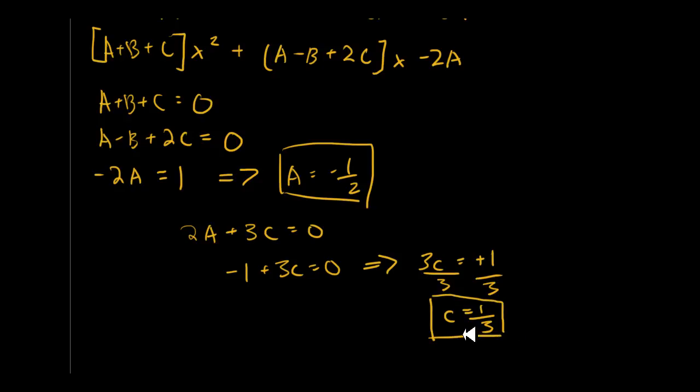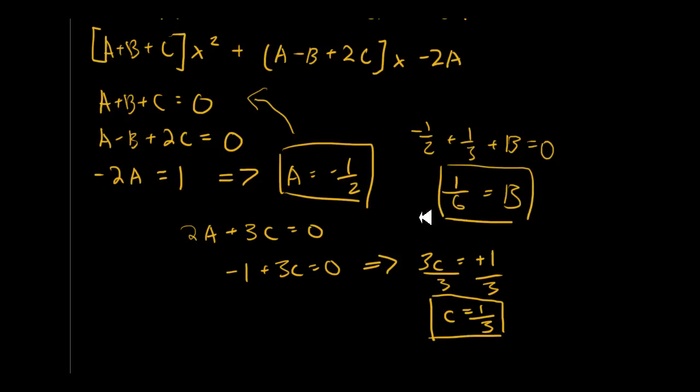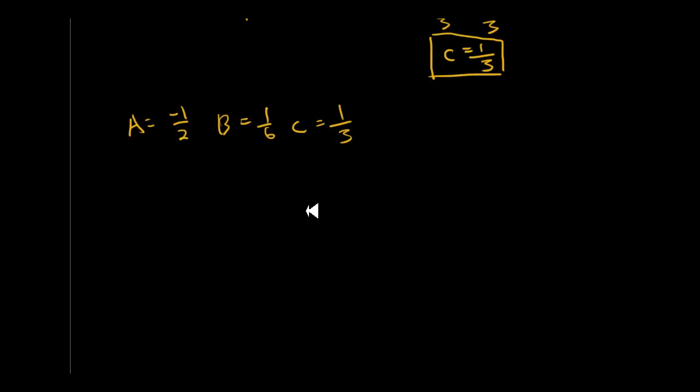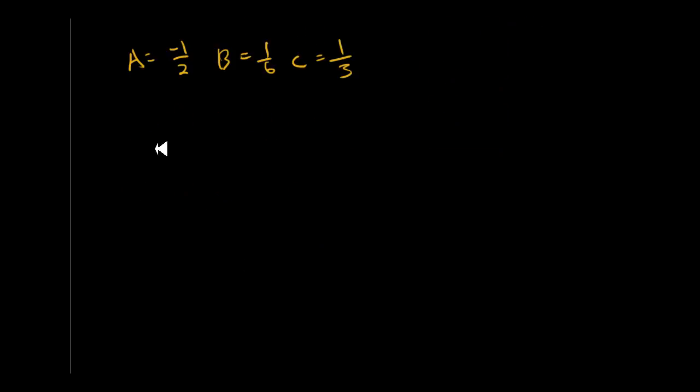Now we have another variable covered. And by plugging these two values into this equation, -1/2 plus 1/3 plus b equals 0, and just make it a denominator of 6, so it's 3/6, 2/6, so b must equal 1/6. We're almost done. Now for the integral part. Since we know all three values, let's just write it down here for convenience. B equals 1/6, C equals 1/3. Okay. Got a cleaner board.